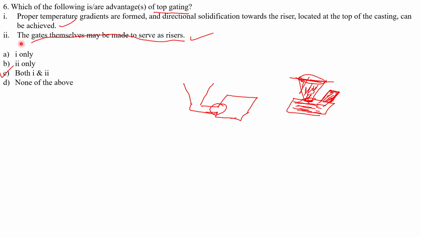Yes, that can be achieved, and the gate themselves may be made to serve as riser. As we can see, this is sprue material. So if we are going to fill the material in this sprue until the top of the sprue, and if we can cover it with some material which can help to reduce the heat losses from this surface, so this sprue can also act as the riser system. So both answers are correct. So both first and second are the correct option.